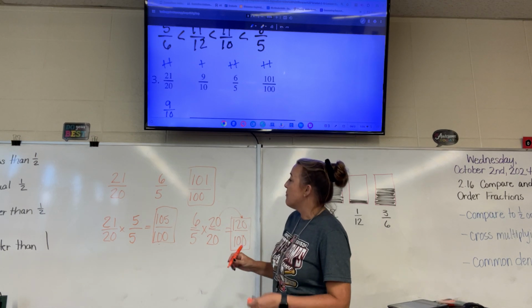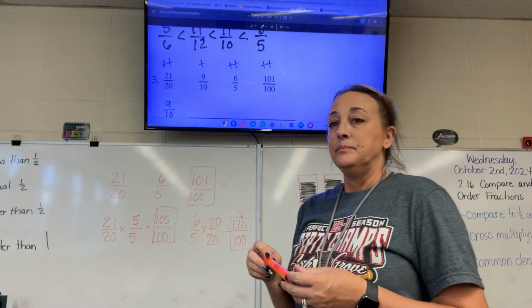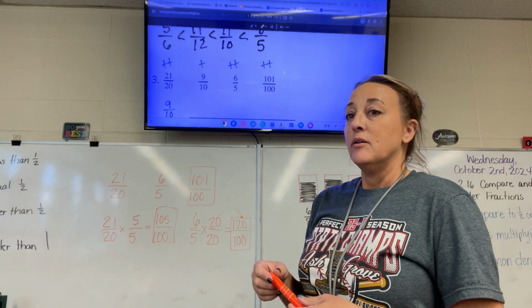Which is the smallest of those 3 numerators, Evan? The one on the top. What number is it?